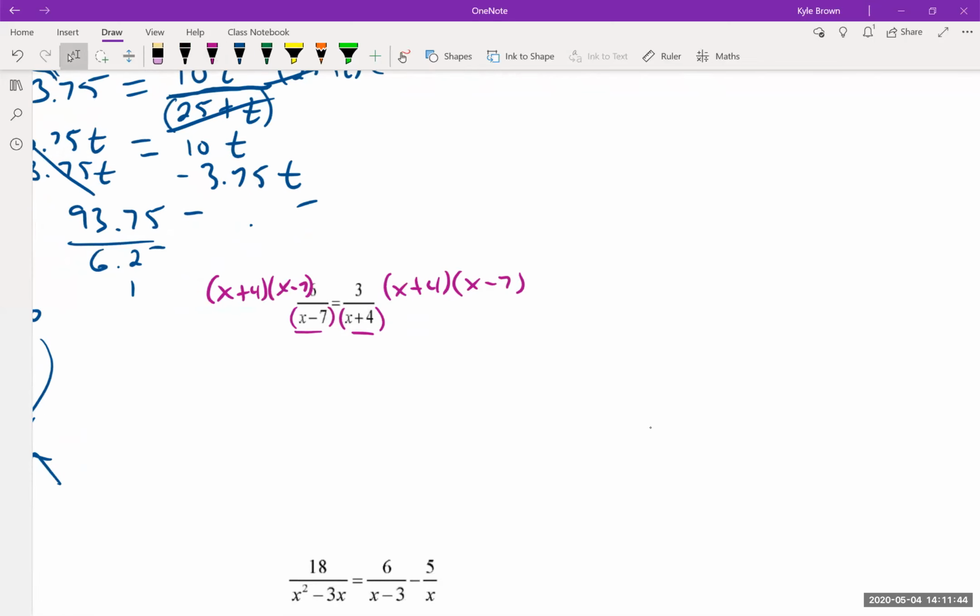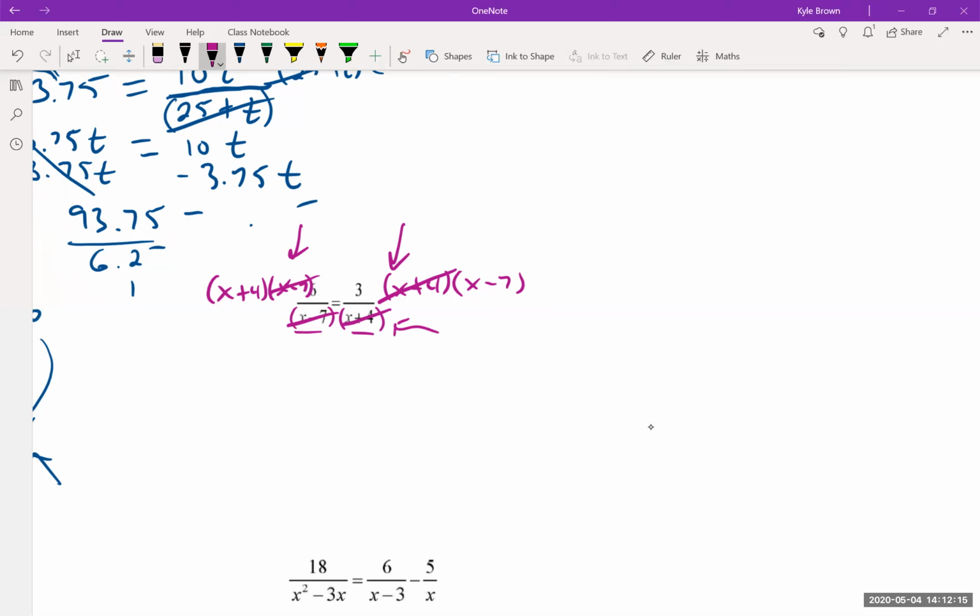Okay, now it looks like I've done a bunch of stuff, right? But I've done it to both sides of the equation, so I can get away with it. I didn't really do anything. Now, what's going to happen is that I've got x plus 4, x minus 7 on the right here. This x plus 4 cancels with this x plus 4. Okay? And this x minus 7 cancels with this x minus 7. And now everything's out of the denominator. So now I'm pretty good to go. So let's clean the top up here.